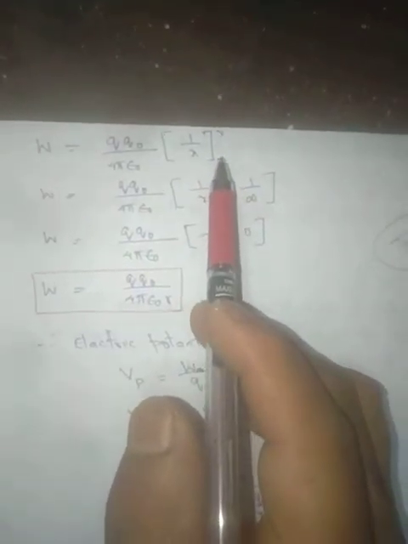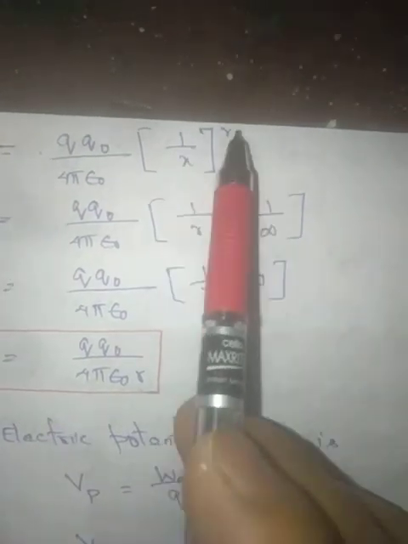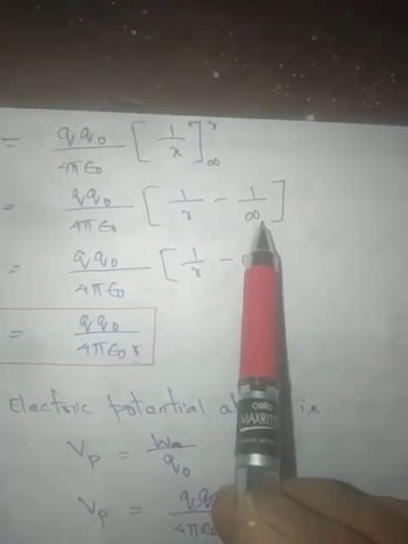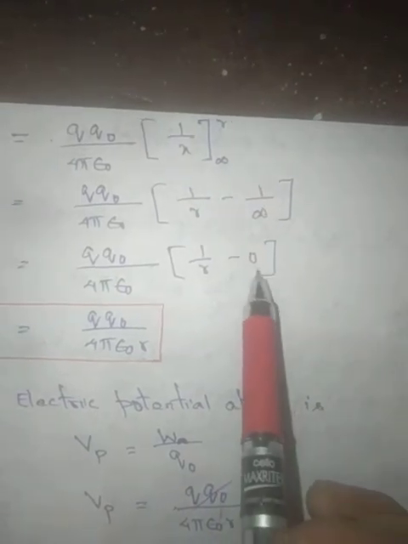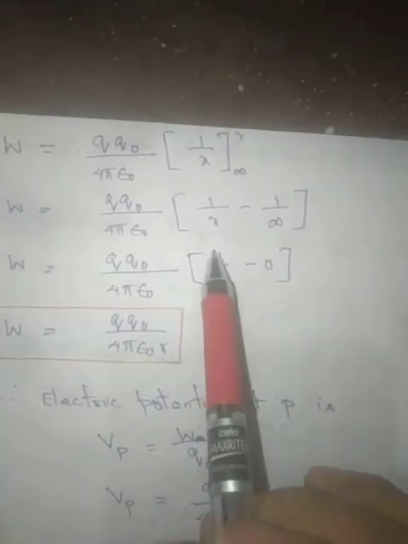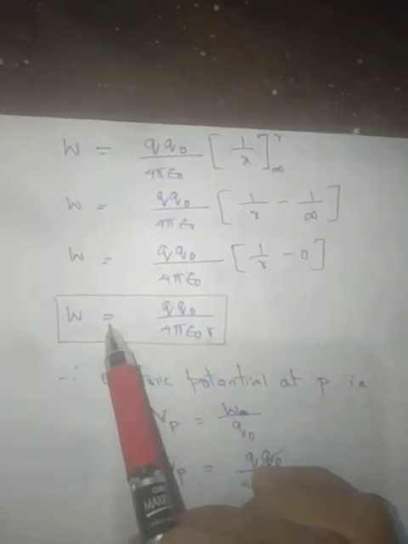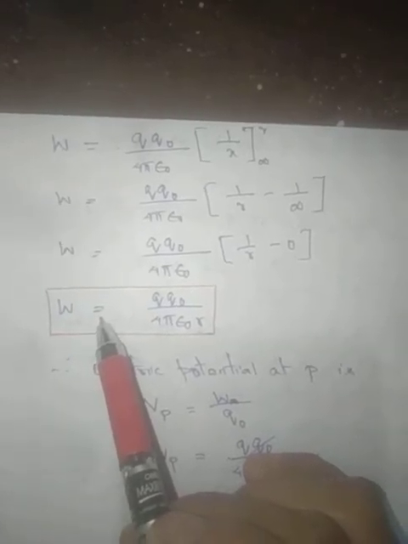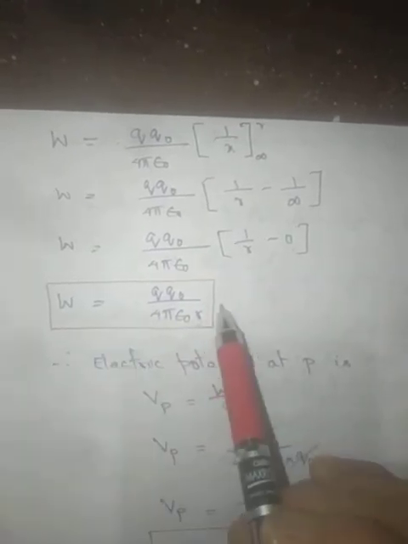Now substituting the limits of integration, the upper limit here is small r, so instead of x we write r, minus, again you substitute the lower limit which is infinity, instead of x you write infinity. So this is 1 by r, but we know 1 by infinity is equal to 0, so this term will be gone and you'll have only 1 upon r. Therefore the work done to carry the charge from infinity to a point P whose distance from the source charge is r is equal to this much.